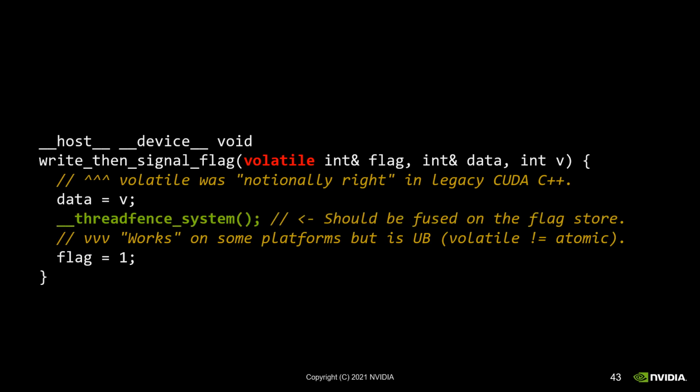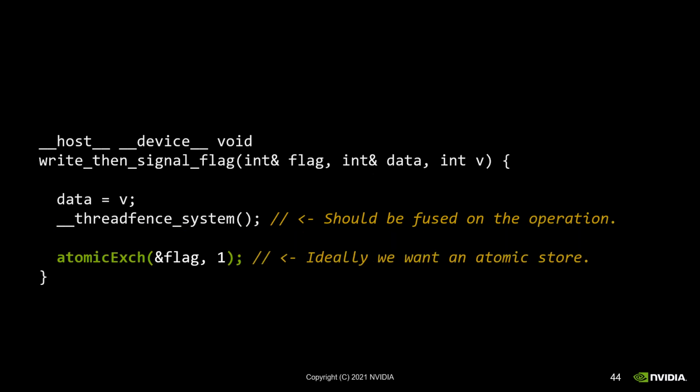Without it, we'd have a data race if we were expecting consumers to see any writes that we made before we stored to the flag. This is unfortunate. The fence should really be fused onto the actual store operation. That would make it harder to forget and make a mistake here. What we really want is an atomic store release, not a volatile store.